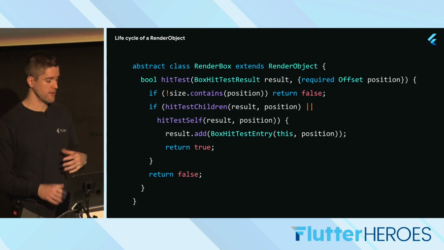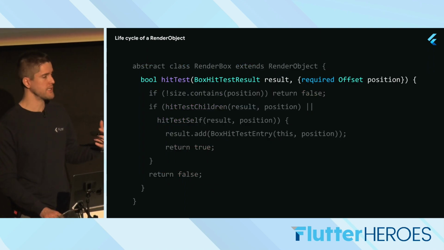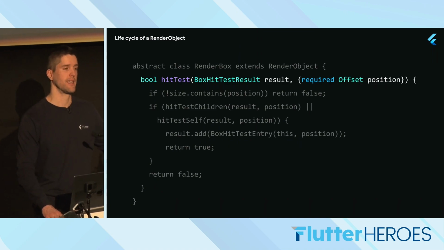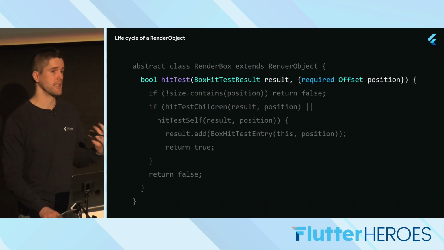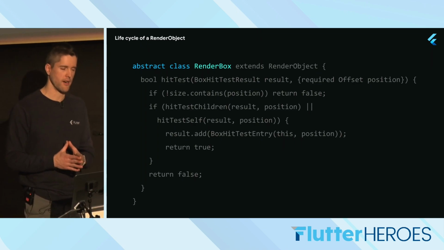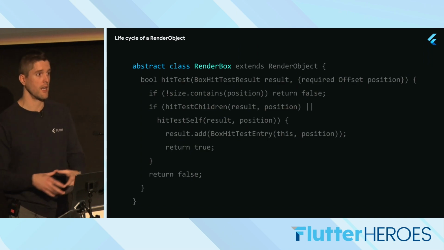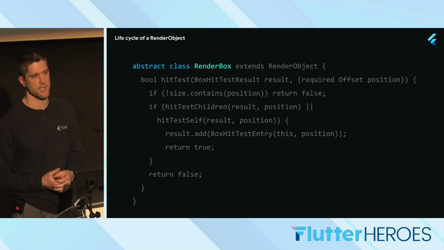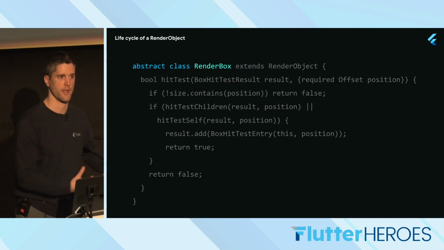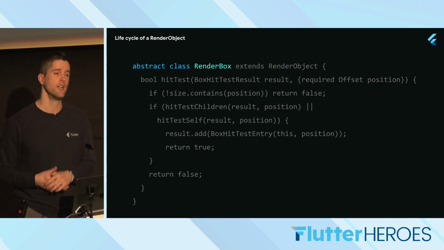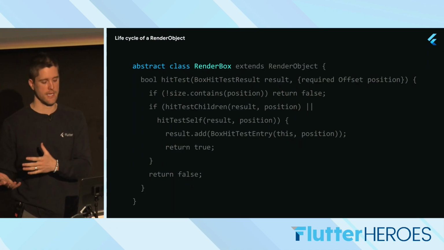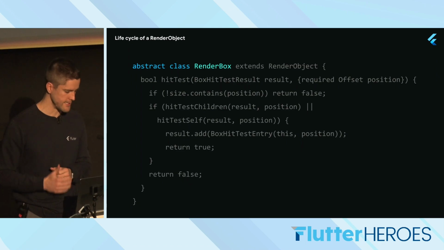So the hit test method looks like this. It first accepts this box hit test result object, to which it will append hit test entries, and it also accepts an offset. An interesting note here is that hit testing is implemented on render box and not on render object, because hit testing implies some concept of coordinates, and render box has a concept of coordinates, but render object knows nothing about that. So if you ever subclass render object yourself, then you will be on the hook to implement hit testing, but in practice, very few people do this.